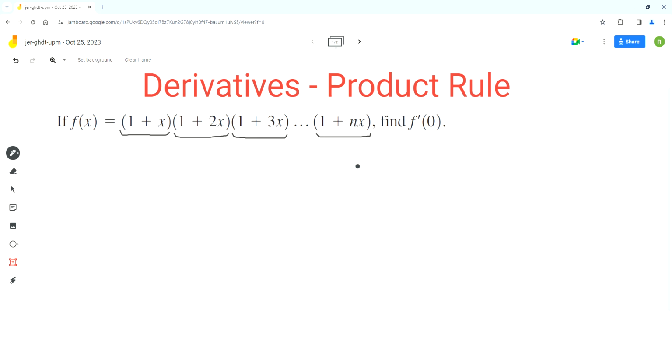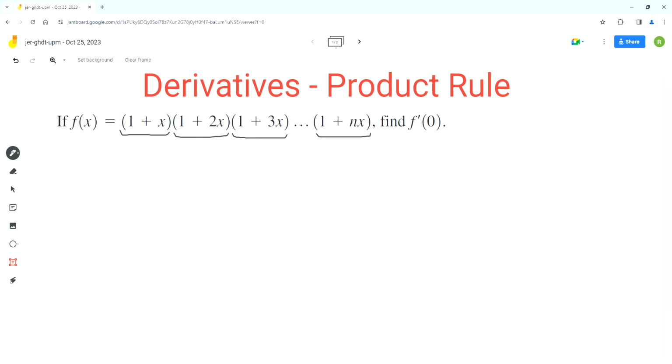So as per the extended product rule, the derivative of this function will be the derivative of the first function times the second, third, and all the functions up to the last binomial, plus the first function times the derivative of the second function times the third function and all the way to the last binomial, plus the first function times the second function times the derivative of the third function times all the way to the last binomial, and so on till we get to the derivative of the last binomial. So we can write the step like this.